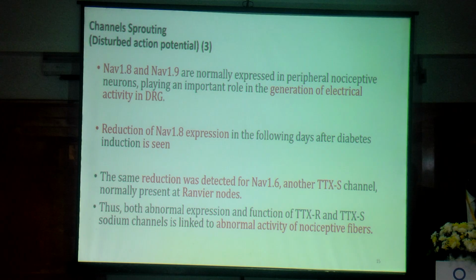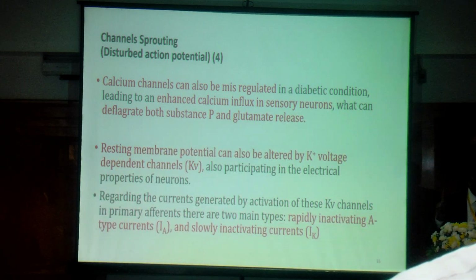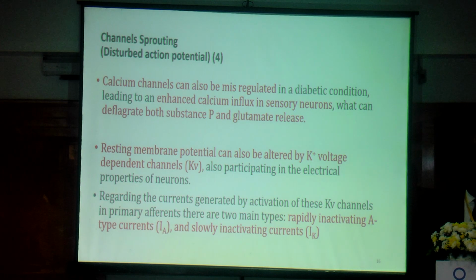Thus, both abnormal expression and function of the TTX-S and TTX-R sodium channels are linked with the abnormal activity of the nociceptive fibers. Of course, not only sodium, the calcium and potassium channels are also affected. Calcium channels can be misregulated in the diabetic condition. There is an enhanced calcium influx in the sensory neurons, which can deregulate both substance P and glutamate release, also causing nerve damage and a decrease in nerve conduction velocity. The resting membrane potential can also be altered by the potassium voltage-dependent channels, that is the KV.